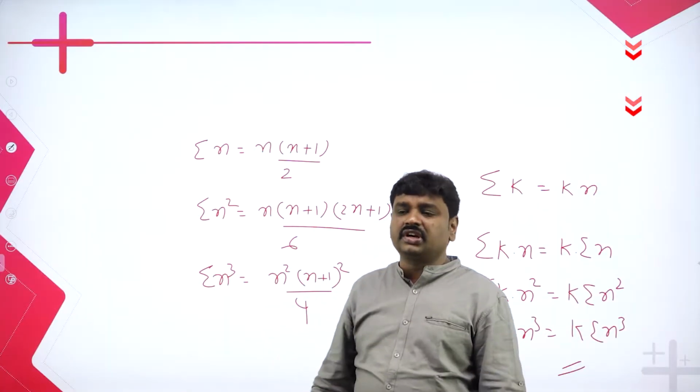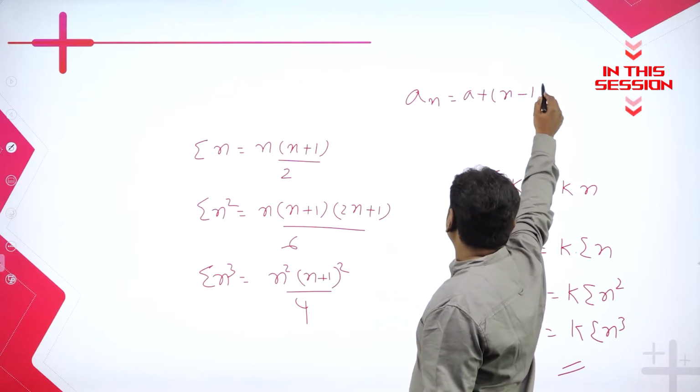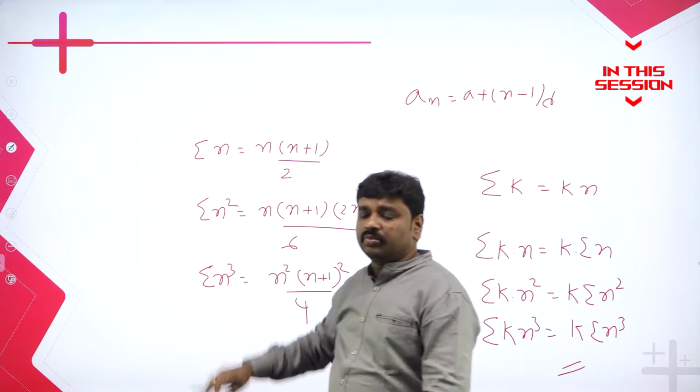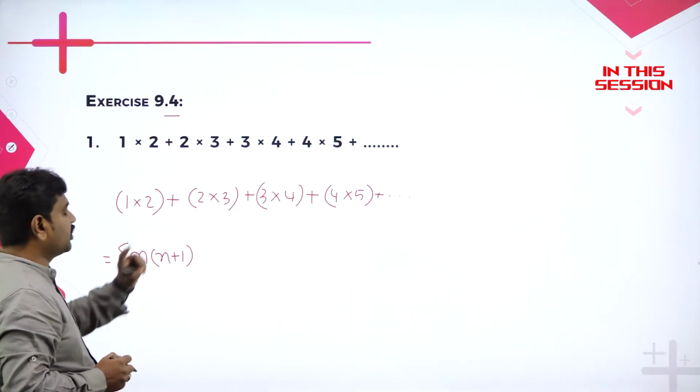For the given term, we use the general term in AP. What is the general term in AP? An is equal to a plus n minus 1 into d. So these are the formulae we use to solve the problems of exercise 9.4. Please sit and revise the formulae. So the given problem can be written like this.